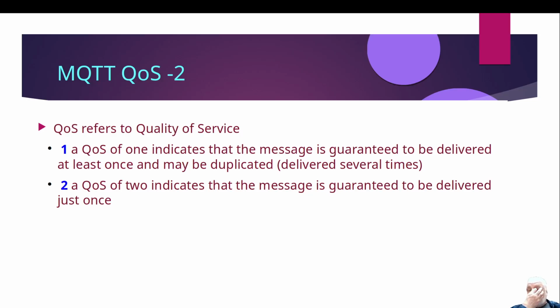All right, so the second level is quality of service 1, which indicates that the message is guaranteed to be delivered at least once. But now the case says, okay, well, I think I sent this to you, but I'm going to send it again just because I want to guarantee that you received it. And so you could receive the message multiple times. So now it's up to the subscriber who's getting this message multiple times to determine, is this the same message I got 30 seconds ago, or a minute ago, or 15 minutes ago, or is it a different message?